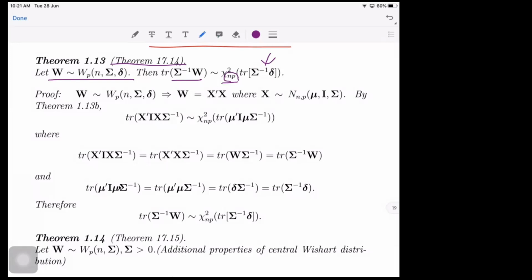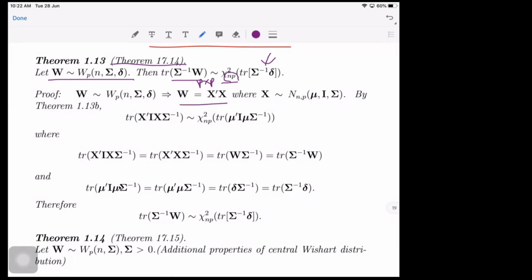So W is P by P. Matrix, what is this? N times P. Let me check the book. Chapter 17. This is 17.14, NP git siya. N times P. Anyway, let's look at the dimensions in the proof.